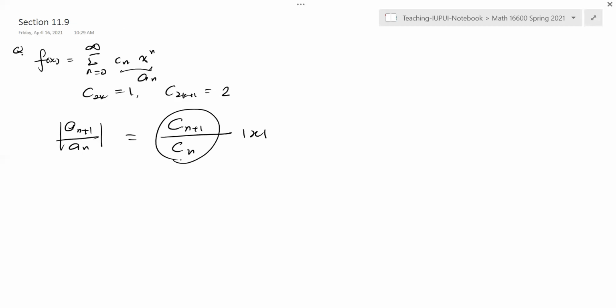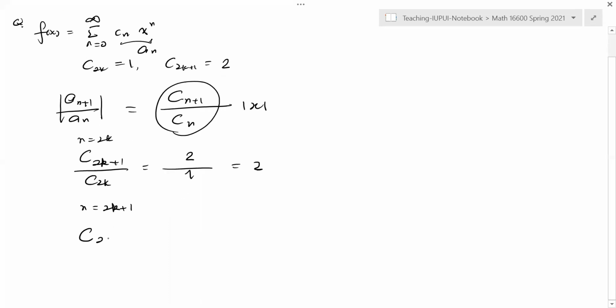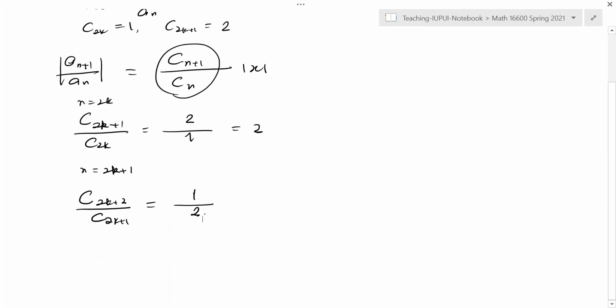To find the limit, I have to split into two cases. When n equals 2k, we have c_{2k+1} over c_{2k}. I know c_{2k+1} is 2, and c_{2k} is just 1, so the value is 2. When n equals 2k plus 1, an odd number, the top one will be c_{2k+2} and the bottom one is c_{2k+1}, so that's 1 over 2. So this ratio jumps between 2 and 1 over 2.